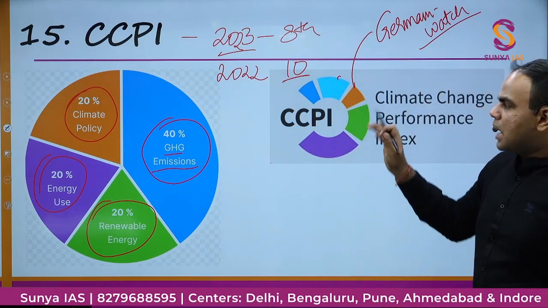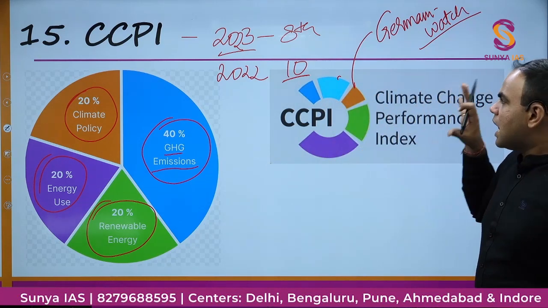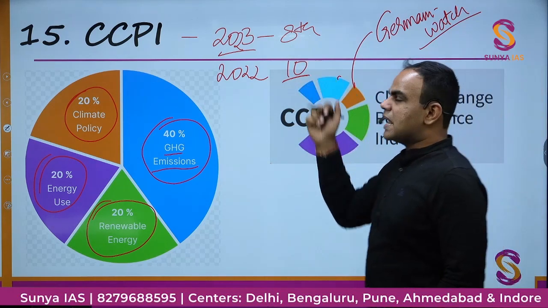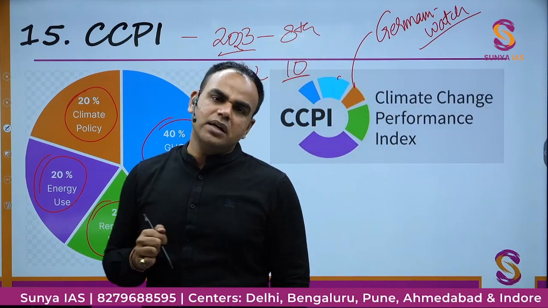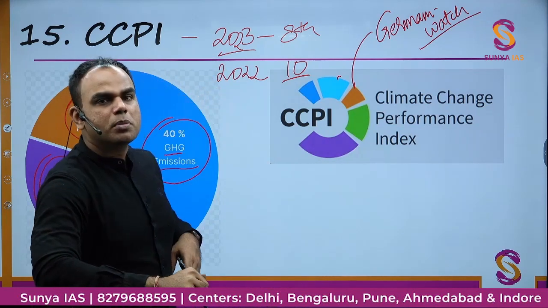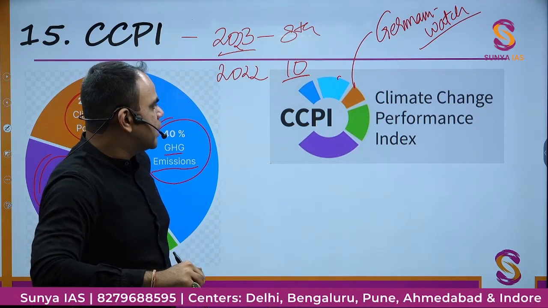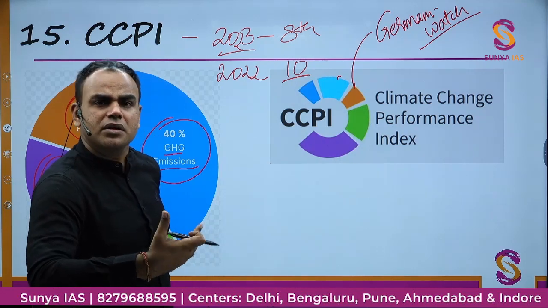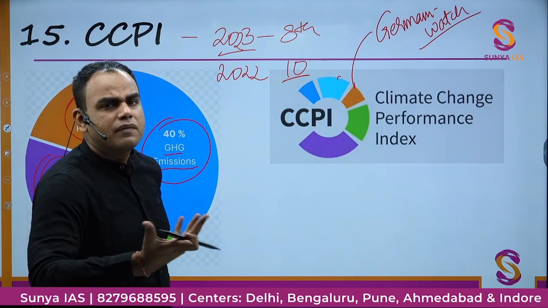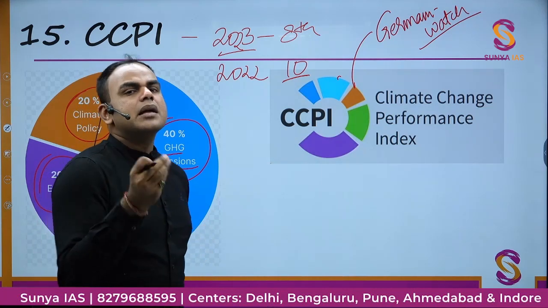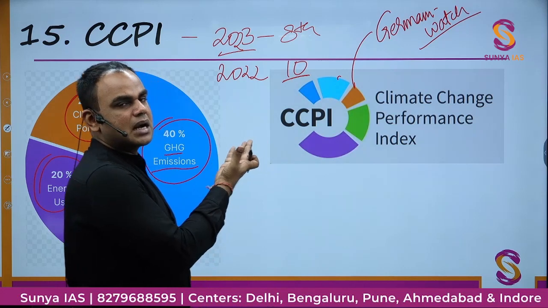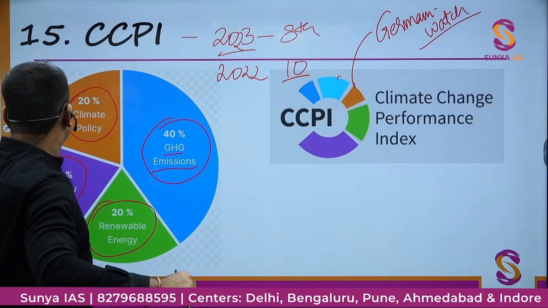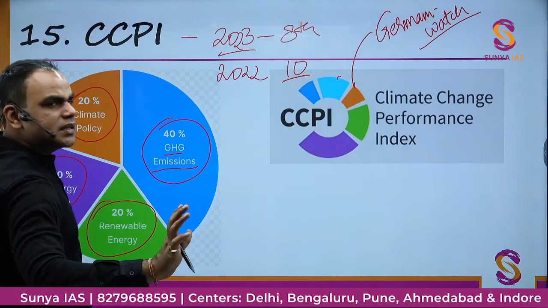So have a look at this pie chart. And secondly, this CCPI is published by German Watch. India is 8th in the report of 2023, and India was among the top 10 nations in 2022. So this is the climate change performance index. And by the way, these reports can of course be used in prelims if you get a question like that. They can also be used in mains. If you start an answer, you can definitely mention these parts to score extra marks. So this is the first part of this lecture.